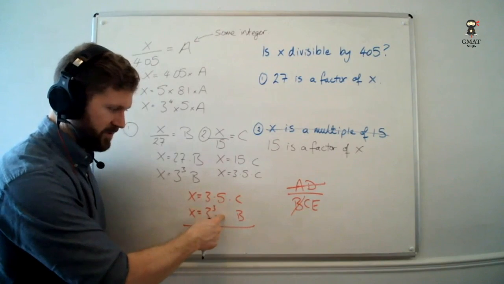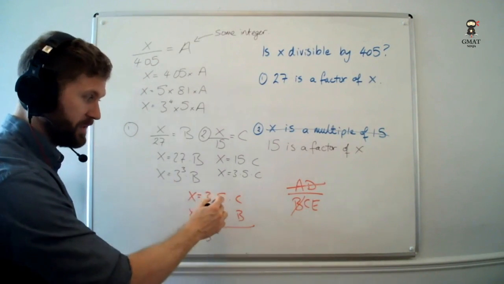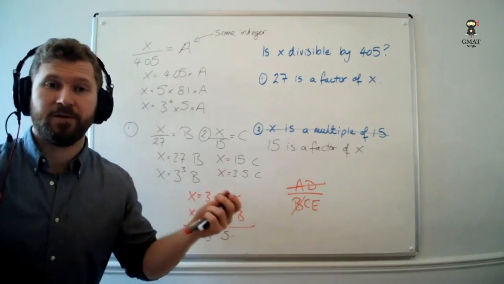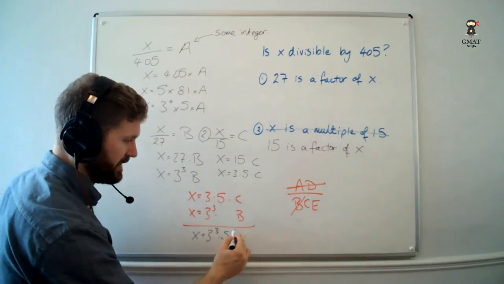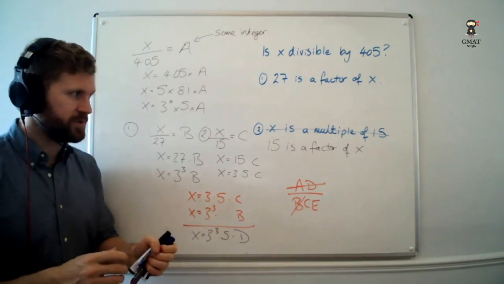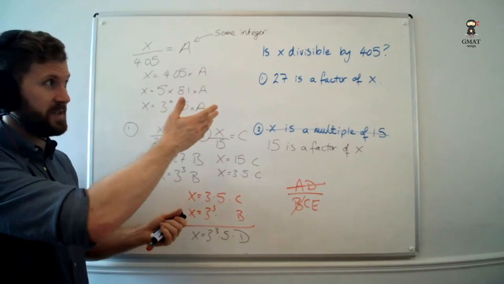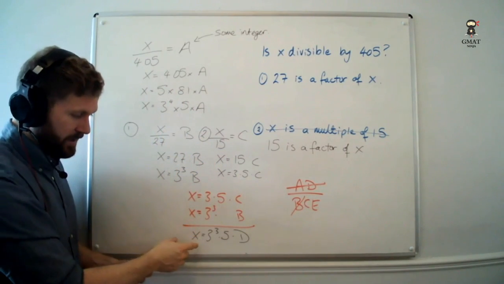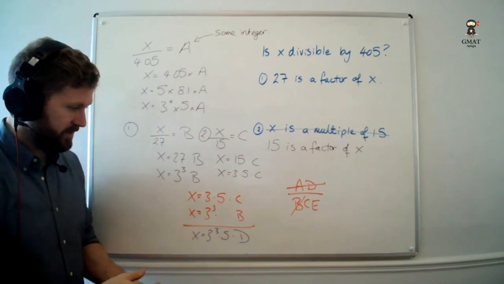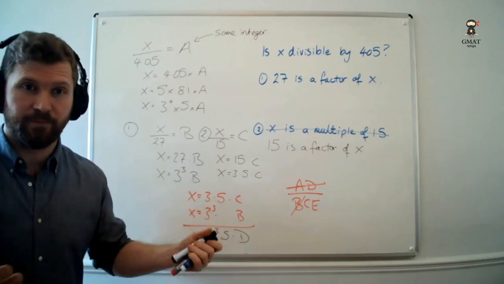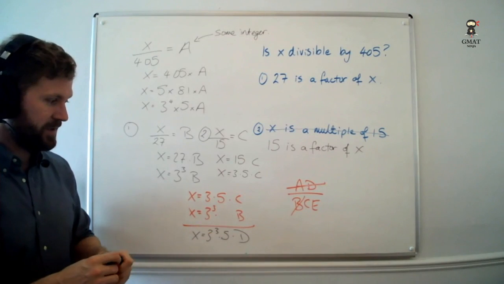I've got a 5 and I've got nothing, so the highest power there would be having the 5 in that list. And then B and C, I don't know what's in there. I'm just going to put a different letter, D. Now, taking the lowest common multiple of those two, with them together, 27 is a factor of x, 15 is a factor of x, I know that the lowest common multiple of those two is going to be 3 cubed times 5 times something. Don't know what that something is, but that's enough.